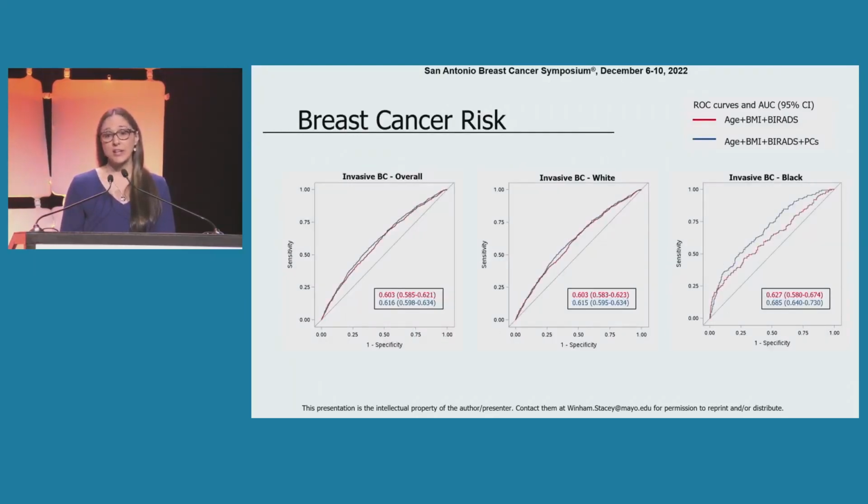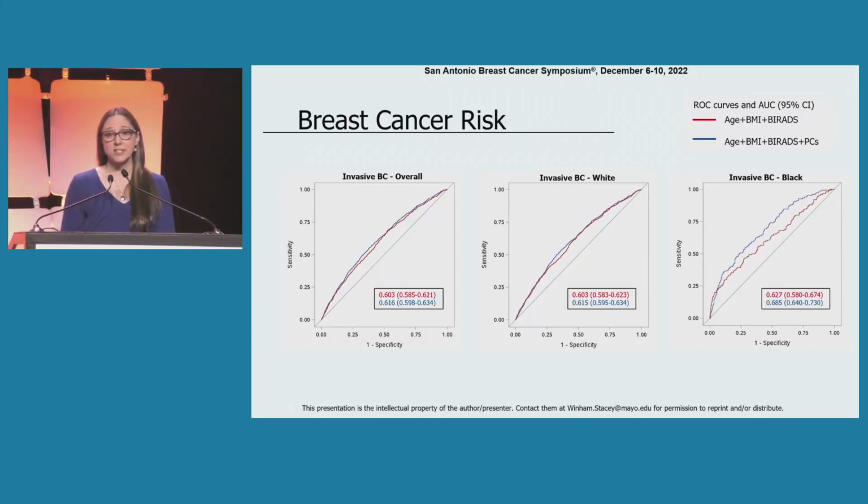And these are associations of our radiomic phenotypes with risk of overall invasive breast cancer. This is specifically for the radiomic PCs. So I'm plotting the ROC curves and corresponding AUCs, first for invasive breast cancer for all women, and then separately for the white and the black women. These ROC curves in red indicate models that are adjusted for age, BMI, and BI-RADS. The curve in blue then also includes those radiomic PCs in the model.